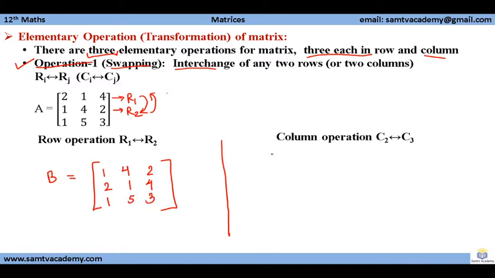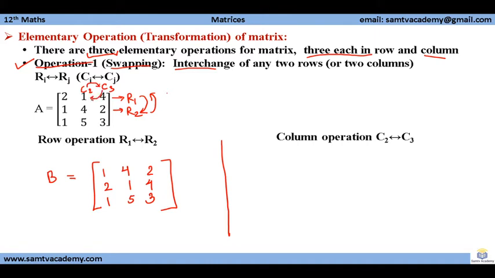3. Now similarly we can do swapping in a column operation also, that is C2 will be replaced with C3 and C3 is replaced with C2. Here what is C2? This is C2 and this is C3, and these both are interchanged, so this will go here and this will come here.